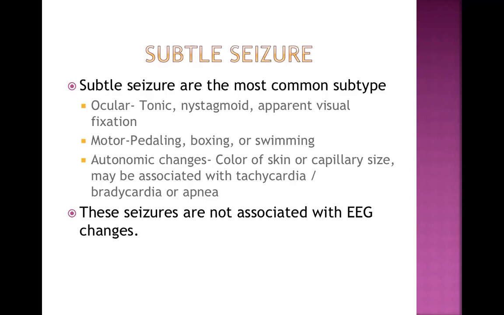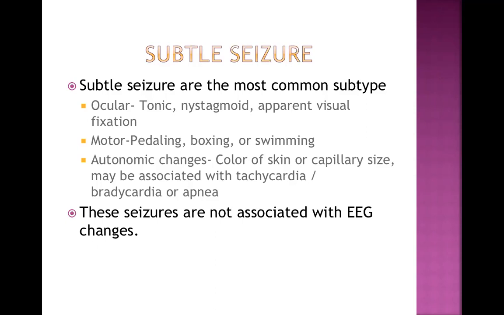Sometimes the baby may move the limbs like pedaling. Pedaling means just like we move our limbs during cycling, isn't it? A similar type of movement. Sometimes even boxing, movement of the hands or upper limbs like a boxer, or sometimes swimming type of movement. So these are called subtle seizures.